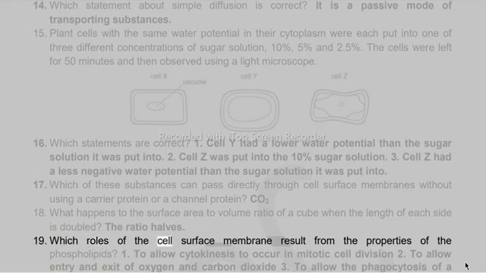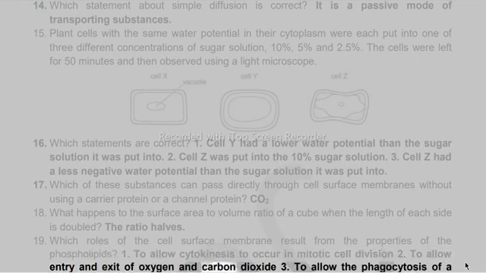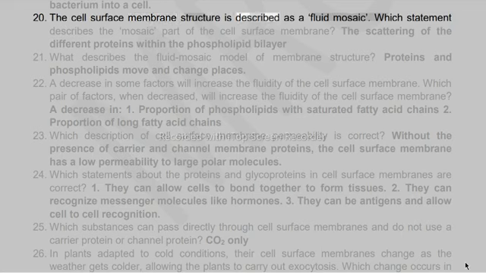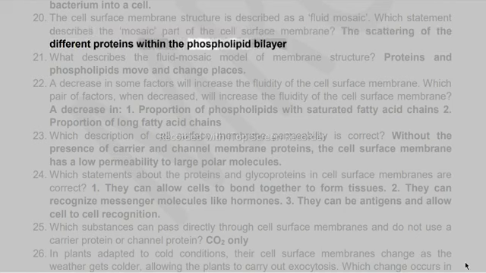19. Which roles of the cell surface membrane result from the properties of the phospholipids? 1. To allow cytokinesis to occur in mitotic cell division. 2. To allow entry and exit of oxygen and carbon dioxide. 3. To allow the phagocytosis of a bacterium into a cell. 20. The cell surface membrane structure is described as a fluid mosaic. Which statement describes the mosaic part of the cell surface membrane? The scattering of the different proteins within the phospholipid bilayer.